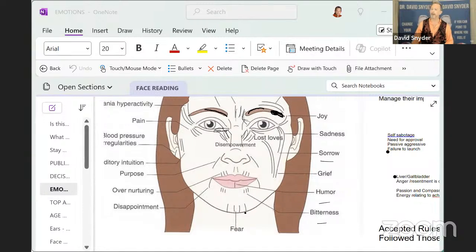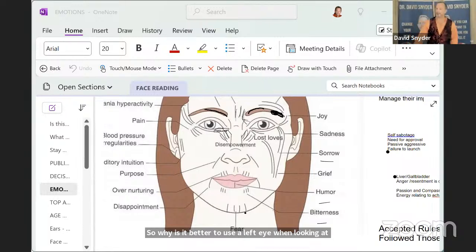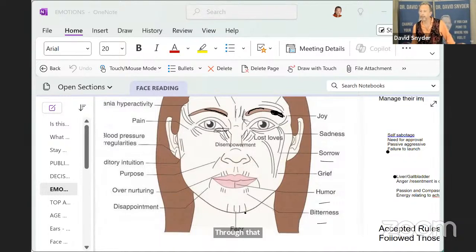So why is it better to use a left eye when looking at someone? I think it has something to do with hemispheric dominance, Stella, more than anything else. Because our left eye is controlled by the right hemisphere, we tend to perceive the world a little bit more holistically through that lens. Instead of finding what we're looking for, we see what's actually there.